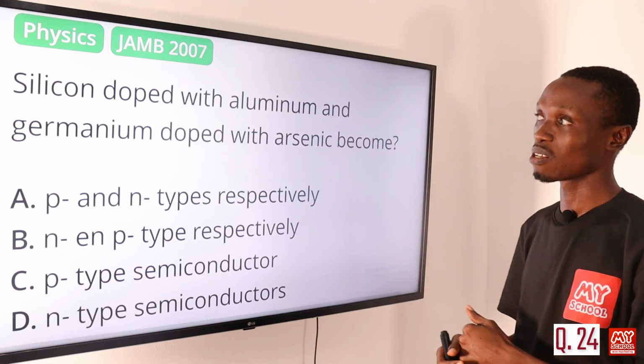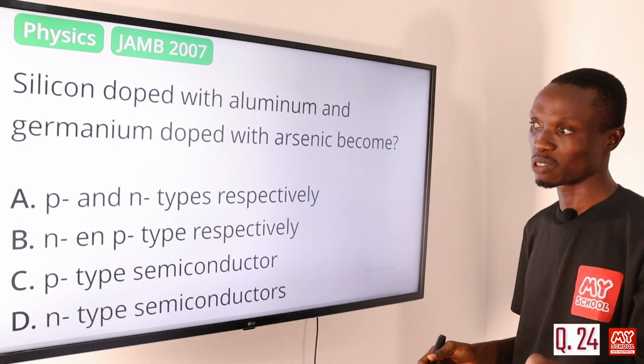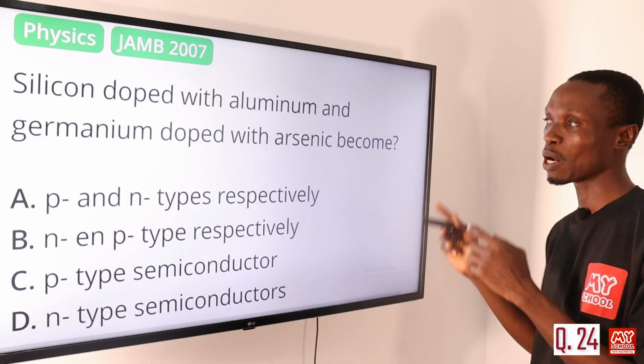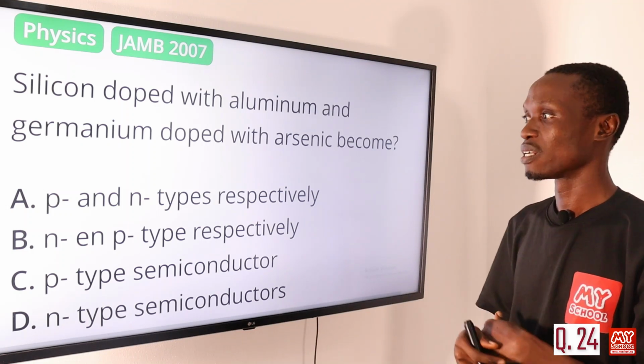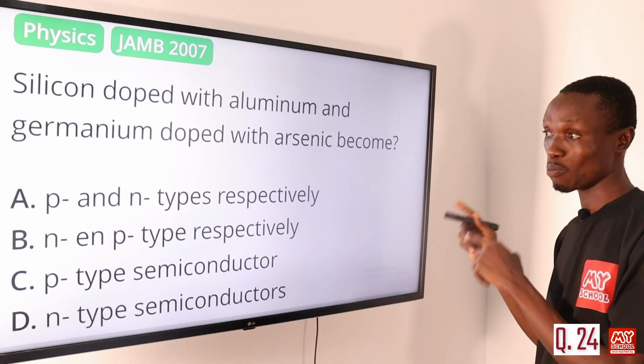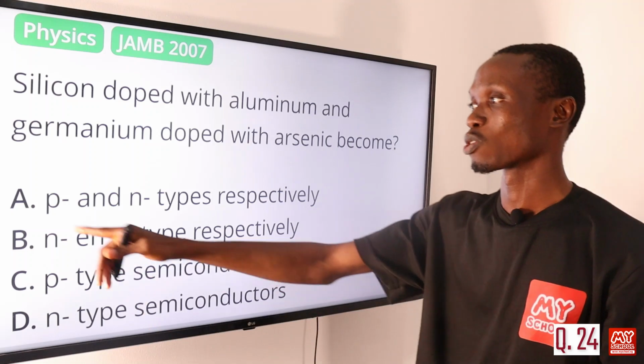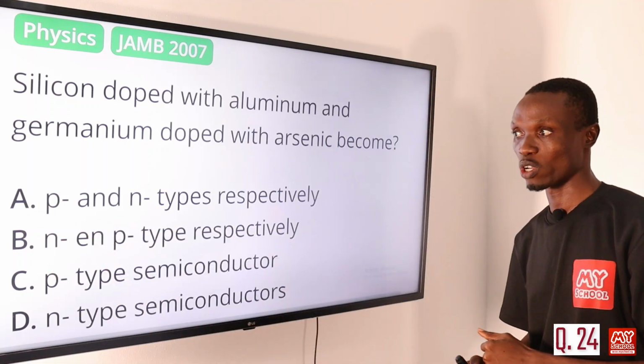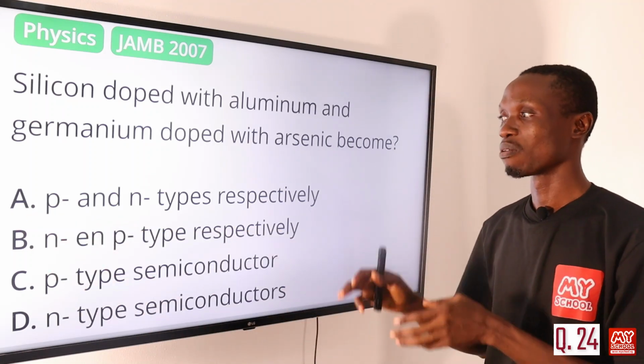Okay, so when silicon is doped with aluminium, a P-type semiconductor is formed, and when germanium is doped with arsenic, then an N-type semiconductor is formed. So that makes option A the correct answer to this question, P and N type respectively.